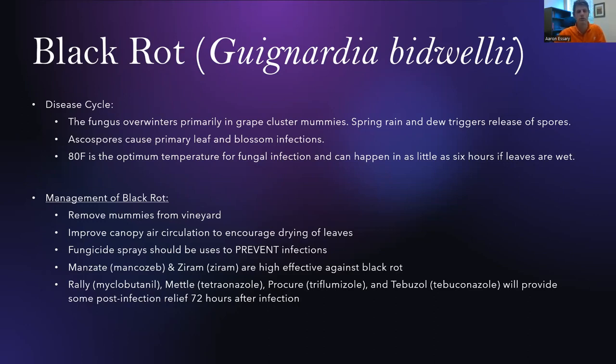Again, fungicide spray should be used to prevent the infection. So spray early and spray often and as much as you can. Well, you know what I mean. Spray what's good and appropriate. Manzate and Ziram are highly effective against black rot. And then there's some more at the bottom: Rally, Mettle, Procure. All those are also pretty good for post-infection. So if you do see a little bit of black rot in your vineyard, you hit it with a Rally, hit it with a Procure, and it should relieve within 72 hours of infection.